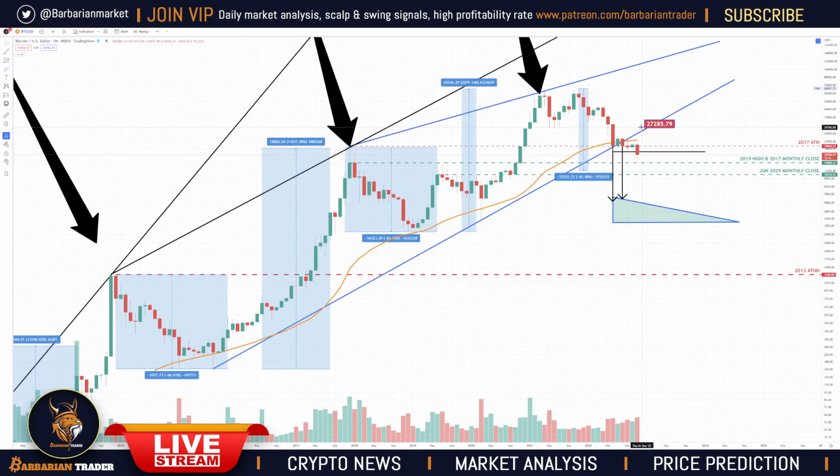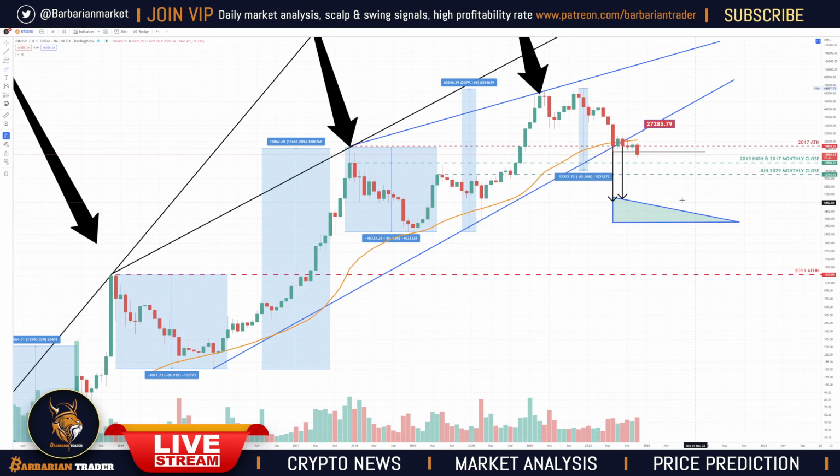Because guys, the target for this monthly rising wedge is here on this area of support. So if it dumps tomorrow, probably somewhere here, 6,500, something like that.